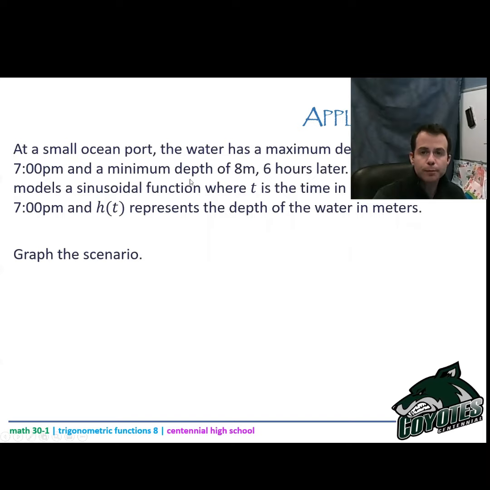At a small ocean port, the water has a maximum depth of 18 meters at 7 p.m. and a minimum depth of 8 meters 6 hours later. This scenario models a sinusoidal function where t is the time in hours after 7 p.m. and h of t represents the depth of the water. So the first thing we want to do is graph this scenario.